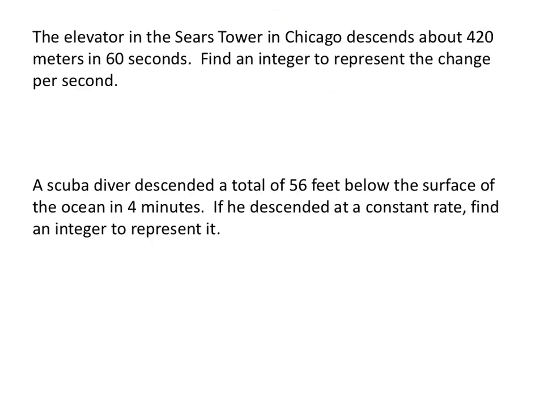The elevator in the Sears Tower in Chicago descends at about 420 meters in 60 seconds. We want to find an integer to represent the change per second. So it's descending or going down 420 feet in 60 seconds. I want you to remember that fraction bars are another way to write division. And I'm going to write it this way because we're talking about a change per second, so we're talking about a rate. So 420 divided by 60, we're just going to divide the numbers like normal. The zeros would cancel out. 42 over 6 is 7, so it's descending 7 feet per second, or just negative 7 would be their integer to represent it.